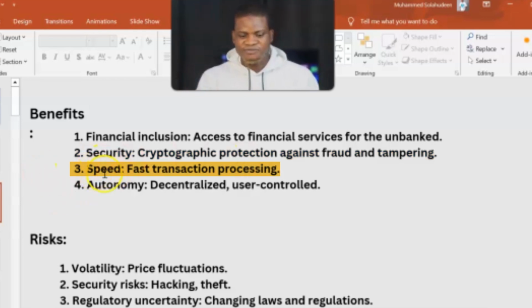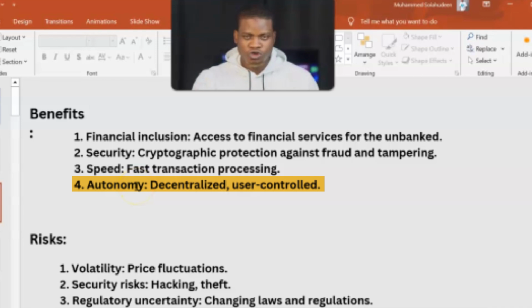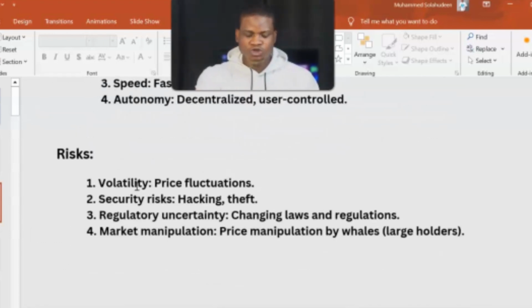And also, it is fast. It has a very fast speed. You can send USDT, and literally within 2-3 minutes, millions and billions of dollars are already sent. And autonomy: it is decentralized and gives user control. You control your currency. Once you have your private keys, you are in control of your money. Nobody is going to freeze your money and stuff like that.